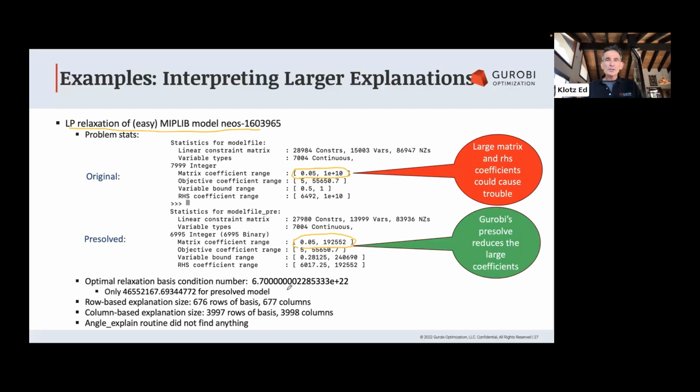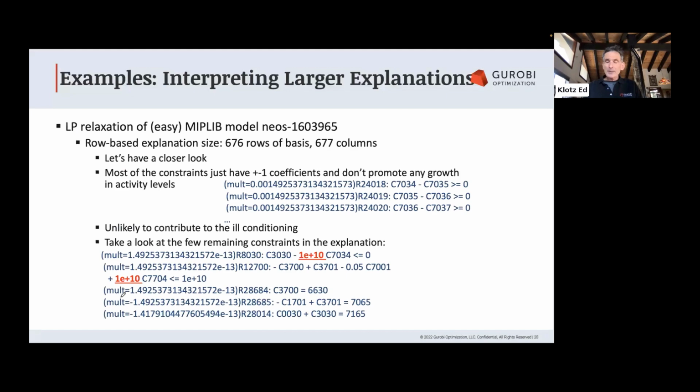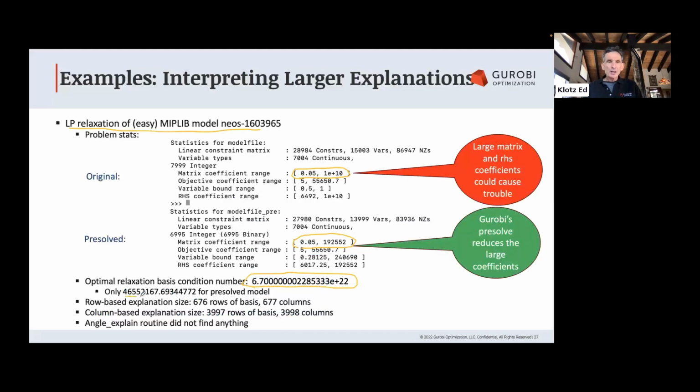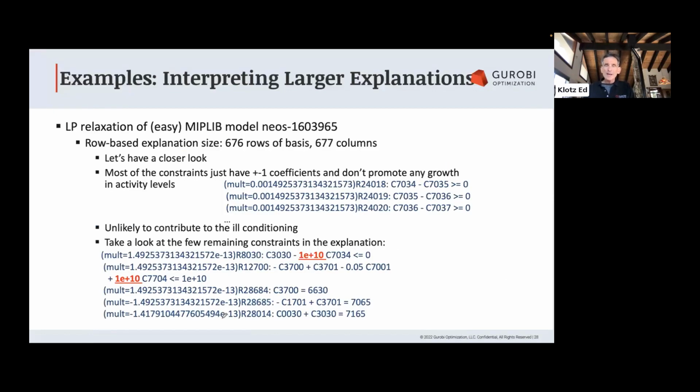When you run this on the original model, the optimal basis condition number is 10 to the 22nd, which is really big. Oh, excuse me, it's very manageable on the order of 10 to the 7th for the pre-solve model. The row-based explanation has over 600 rows, but that's still better than the column-based explanation, which has almost 4,000 rows. The angle explain routine doesn't find anything. So let's look at the row-based explanation.